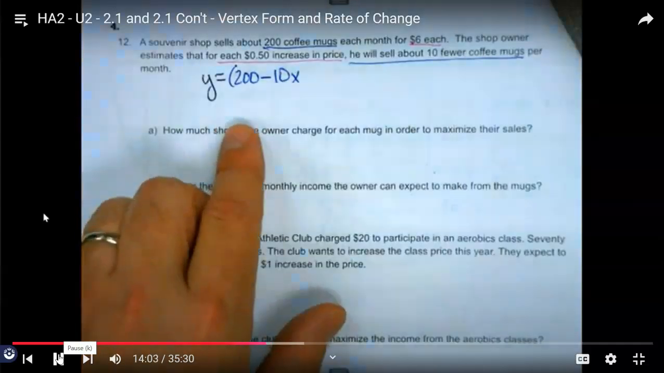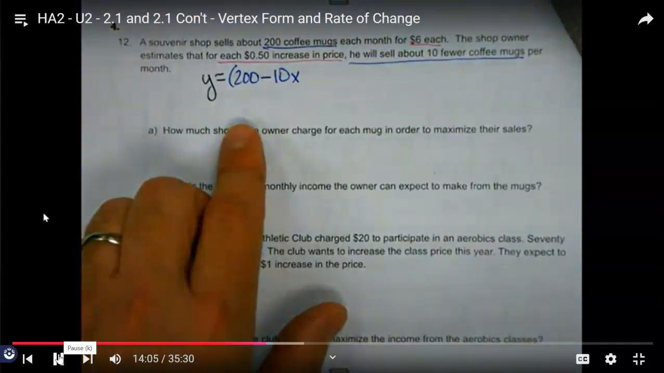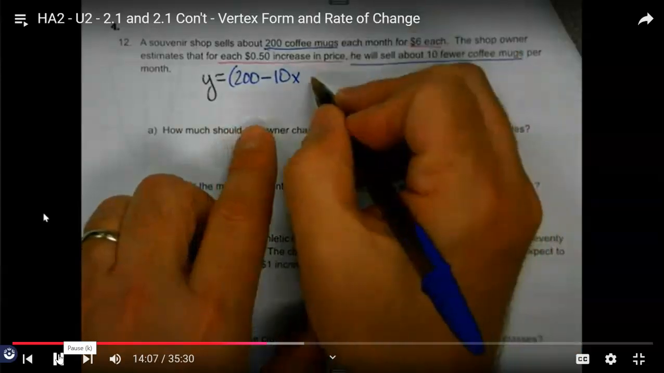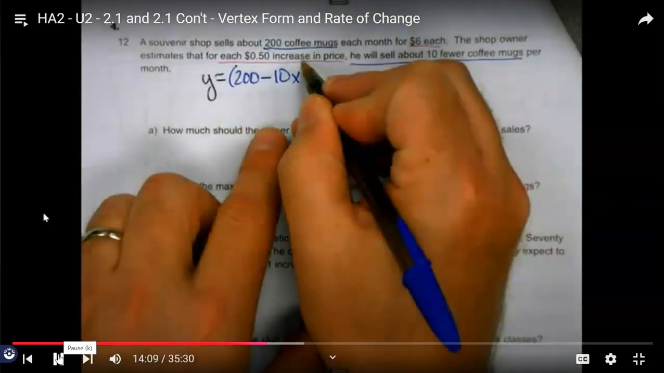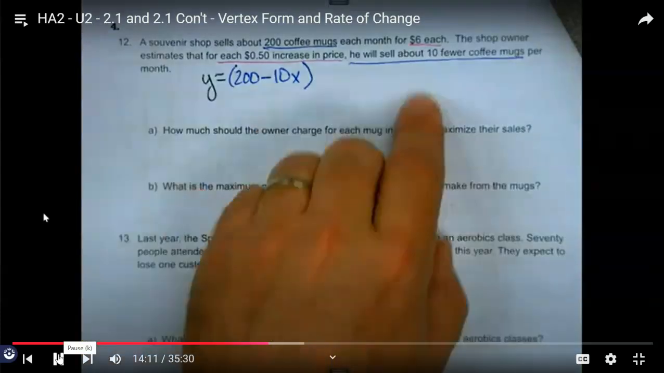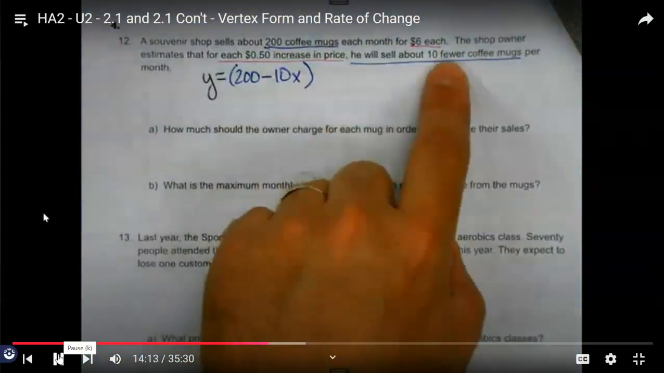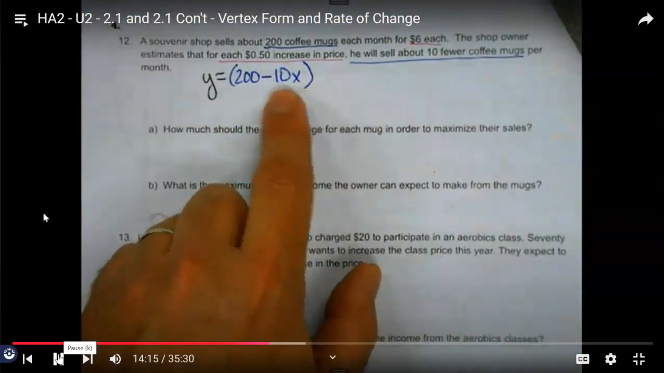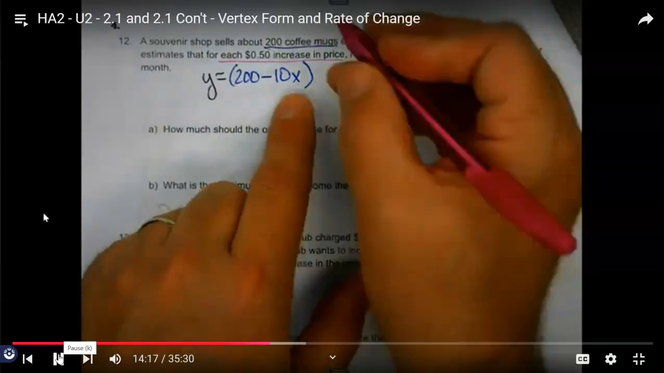I don't know how many I'm going to get as I move ahead. But I just know for every time I increase the price, I'm going to sell 10 less. So I got to get X in with that second part.